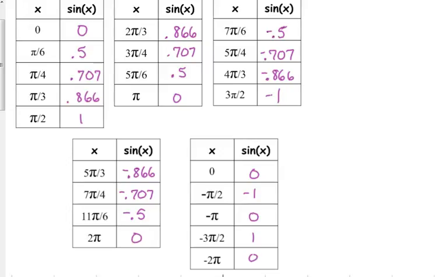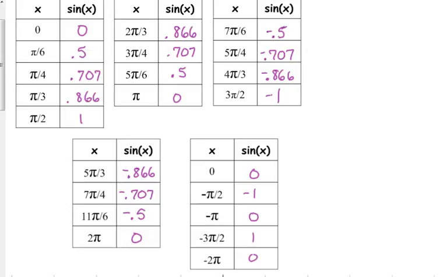Okay, based on what you know about the unit circle and the values of sine, you know that if you know the values in the first quadrant, it just repeats, right? It's a pattern. Sine is positive in the first quadrant, which is the values in this first piece of the table.